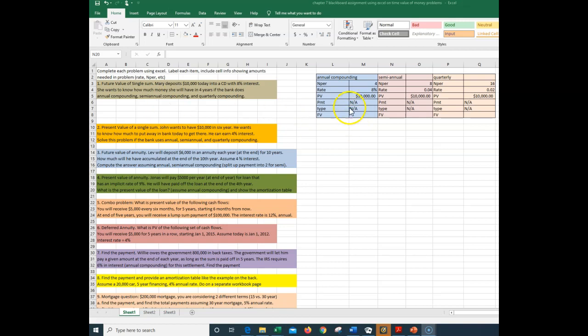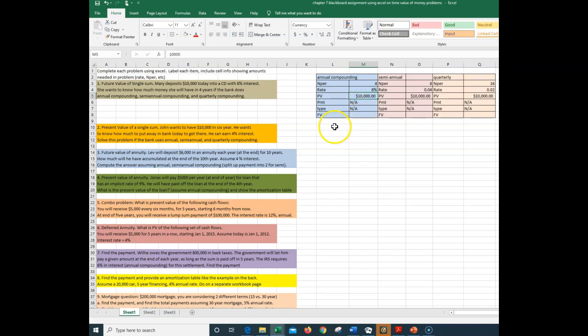So to start with, I'm going to just start by putting these few little arguments here. These are the parameters that Excel is going to use. And we'll start with the annual compounding. N per is the number of periods, 4 years, annual compounding, so the number of periods is 4. The annual interest rate is 8%. The present value is $10,000.